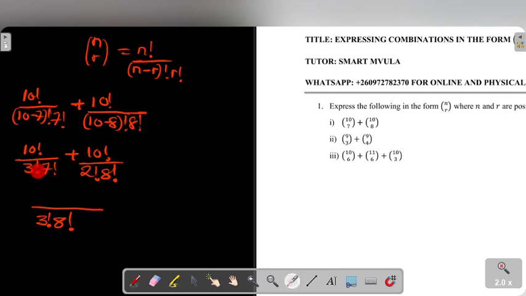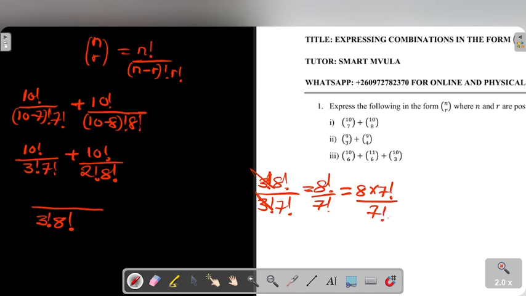Whatever you have here, you divide it by this. So in short, 3 factorial is the denominator, then 8 factorial divided by what we have there, 3 factorial, 7 factorial. So 3 factorial and 3 factorial cancel. We just have 8 factorial over 7 factorial. This can be further evaluated. You reduce 8 factorial to 8 times 7 factorial, so 7 factorial over 7 factorial cancels. We have an 8.